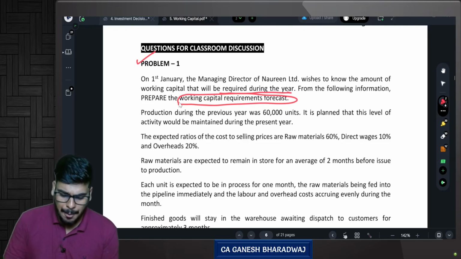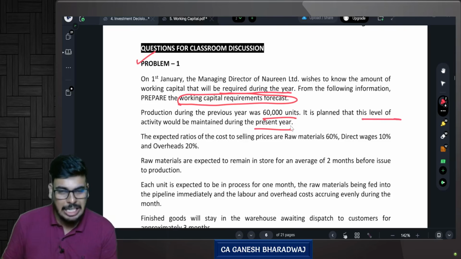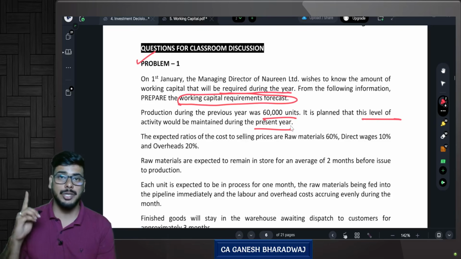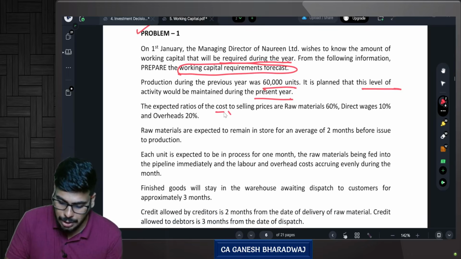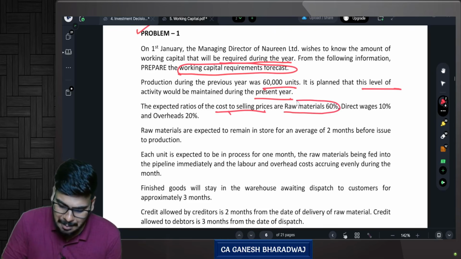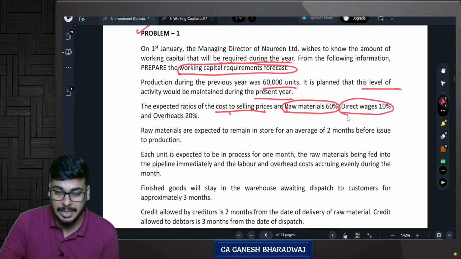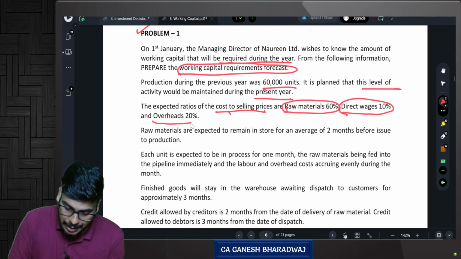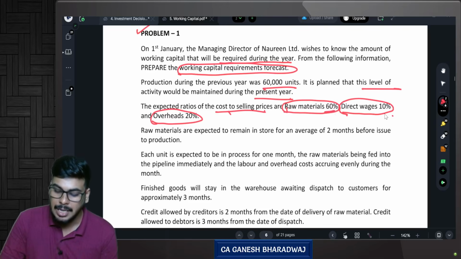What they are saying: production during the previous year was 60,000 units. It is planned that this level of activity would be maintained for the present year also. So in the upcoming year, I'm going to produce 60,000 units. The expected ratios of cost to selling prices are given as follows. Raw material is 60% of sales value. Direct wages is 10% of sales value. Overheads is 20% of sales value. So raw material 60%, wages 10%, and overheads 20%, right?